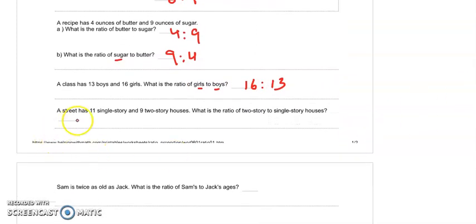And the next here is a street has 11 single story and 9 two-story houses. So what is the ratio of two-story to single story houses? So two-story we will write first. There are 9 two-story houses and single story are 11, so 9:11. So whatever will be first, for example, if it is A to B, and A is 5, it will be 5:11. Whatever is given first, we will write first accordingly.